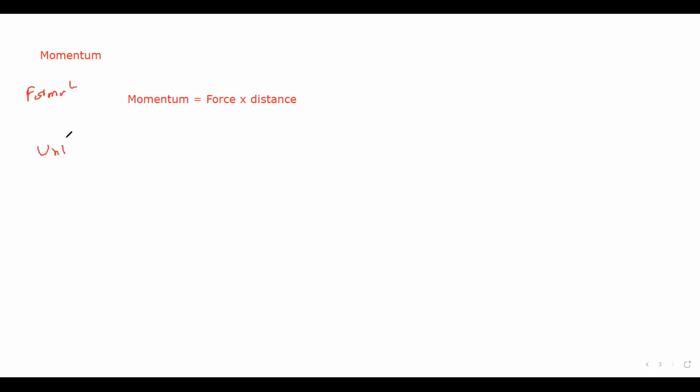Then we write the unit first. Unit of momentum is equal to, not force multiplied by distance, mass multiplied by velocity. By mistake, I was recalling work done, but it is mass multiplied by velocity. So mass into velocity is momentum.